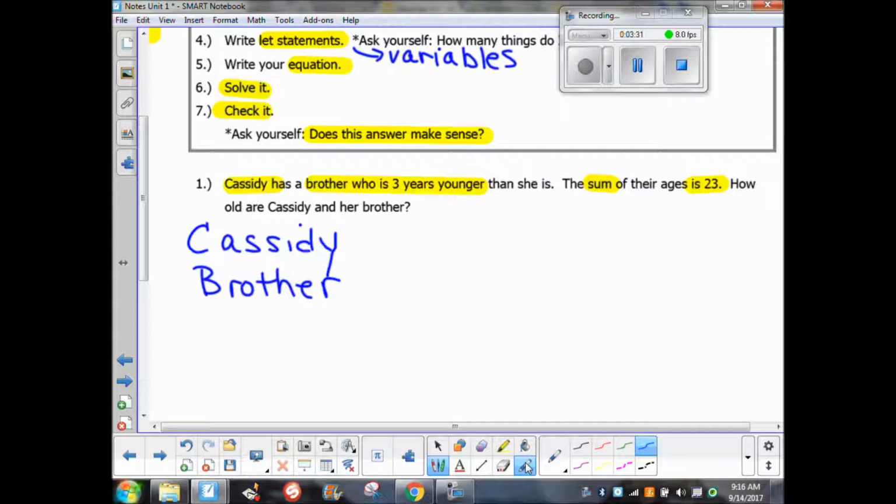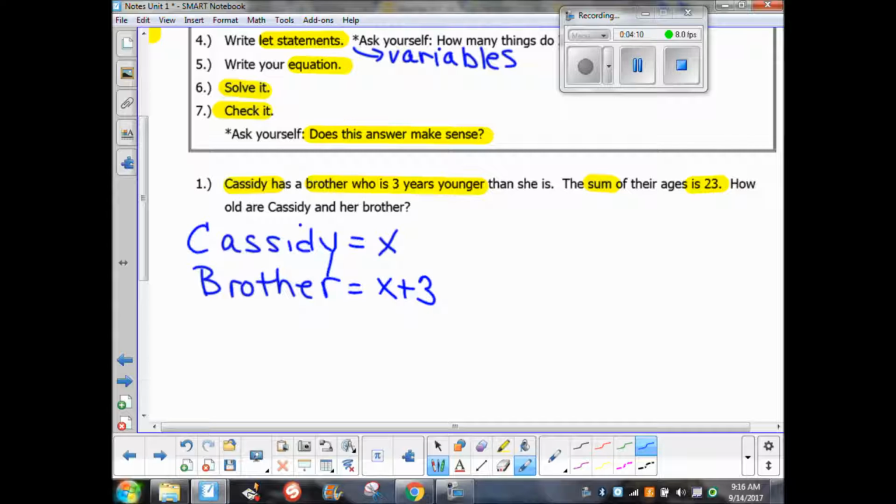Cassidy has a brother who is 3 years younger than she is. We know nothing about Cassidy or her brother's age. The brother is 3 years younger, so we know something about his age. Therefore, we don't know something about Cassidy. So if we don't know, we're going to call her X. And her brother is 3 years younger. How am I going to represent 3 years younger?